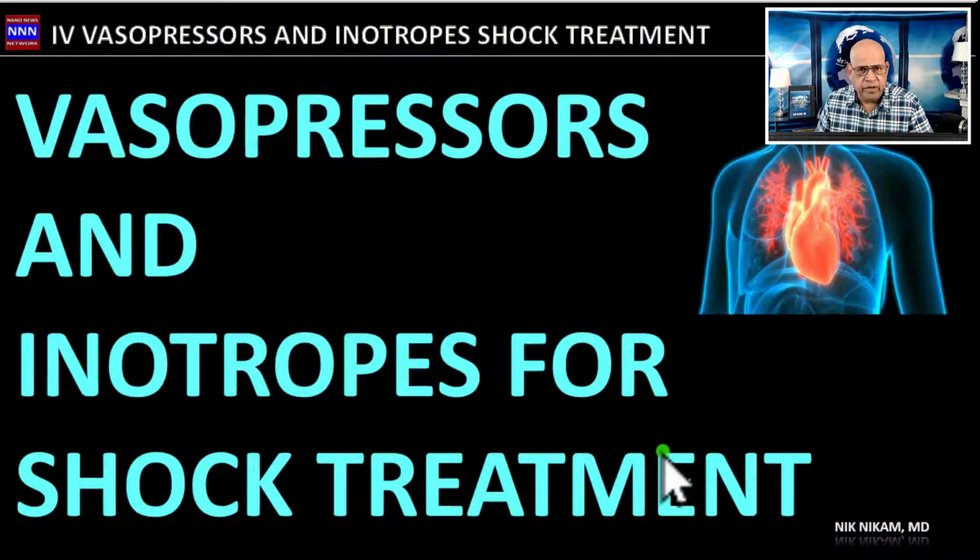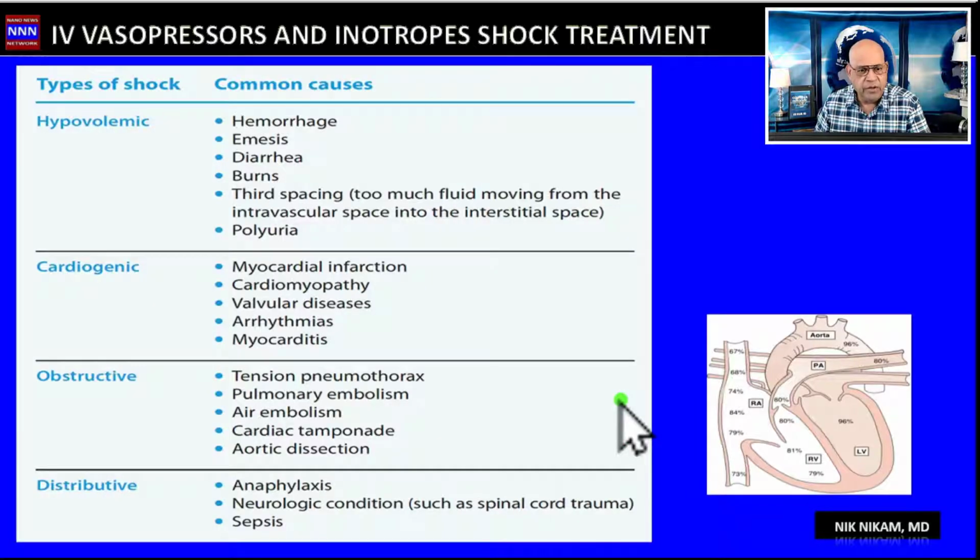The feature presentation is going to be on vasopressors and inotropes for shock treatment. In the previous video, I talked about hypovolemic shock, cardiogenic shock, or obstructive shock in terms of pneumothorax, pulmonary embolus, air embolism, cardiac tamponade, and volume distribution shock. Please watch that video so you get a better understanding of how to treat those conditions with the medications I'm going to be talking about in a minute.